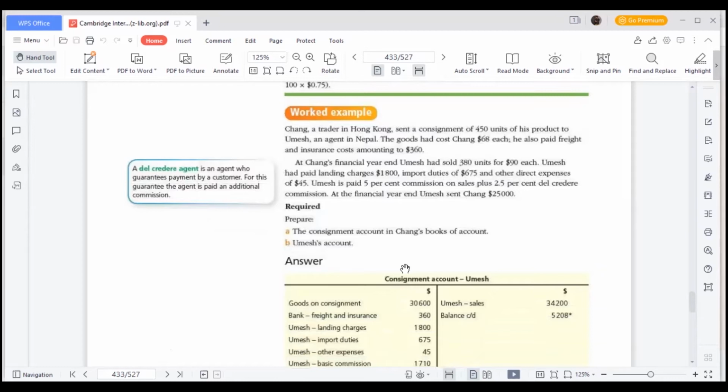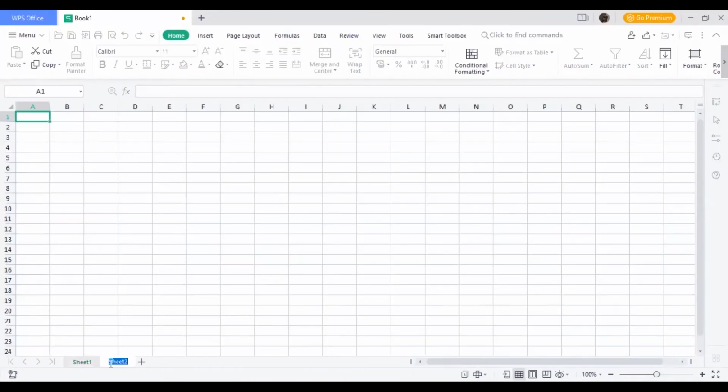Worked example. Chang, a trader in Hong Kong, sent a consignment for 150 units of his product to Umesh. Now this is a sum of Chang and Umesh. So you can see here Chang, a trader in Hong Kong, sent a consignment to Umesh. So I'll open up an Umesh account and start doing it. So here I'll write Umesh.